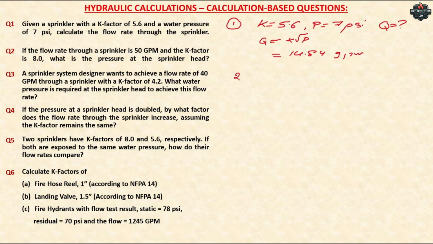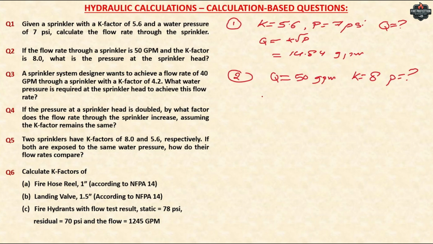Okay, so the next question. The second question is also easy. The flow rate to the sprinkler is 50 GPM and the K factor is 8. What is the pressure at the sprinkler? Here you know Q, Q is 50 GPM, and you know K, K is 8. So you have to calculate P here.